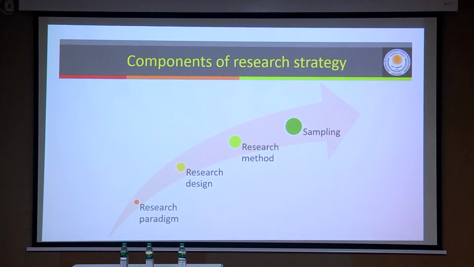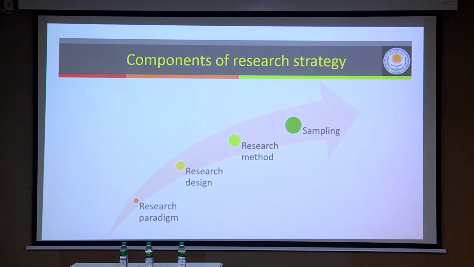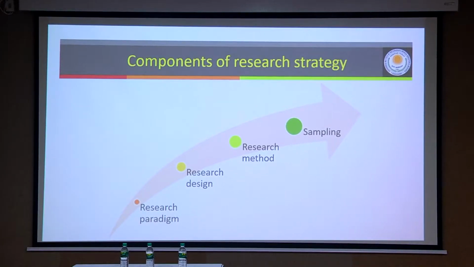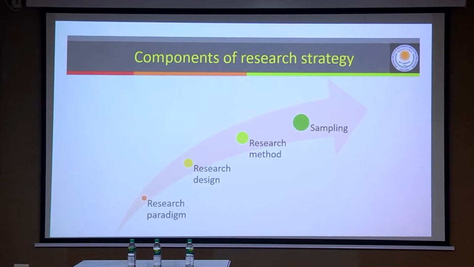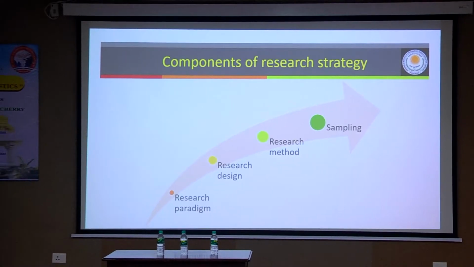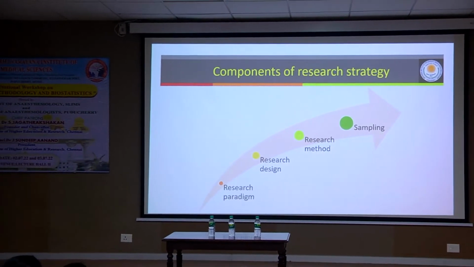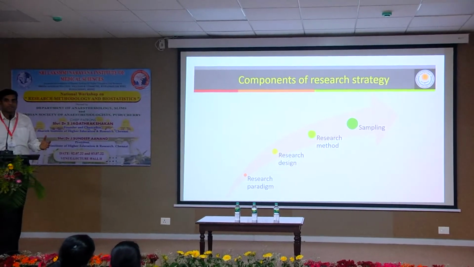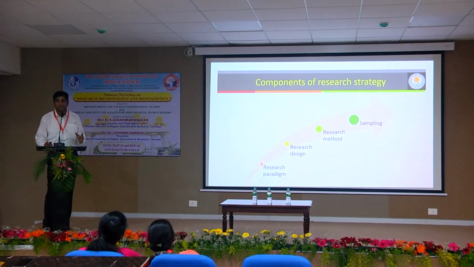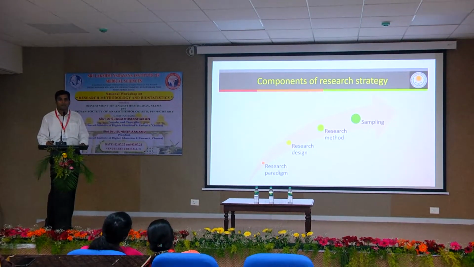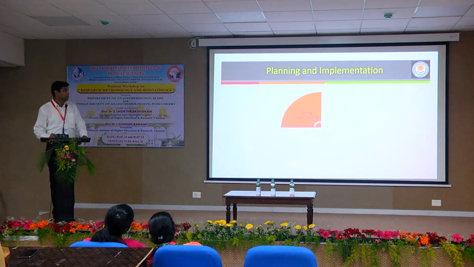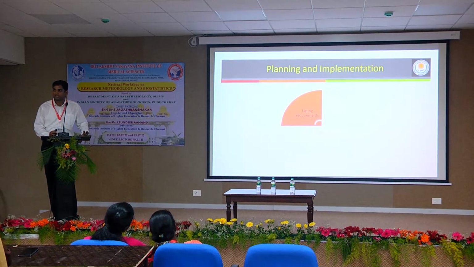There are 4 components for the research strategy. First is the research paradigm, then research design. Research paradigm is the framework of ideas which you have with you. That decides your research design. So these things you do when you are planning your protocol itself. But after that, you have to have a research method and sampling process. When it comes to implementation, you have 4 important steps.